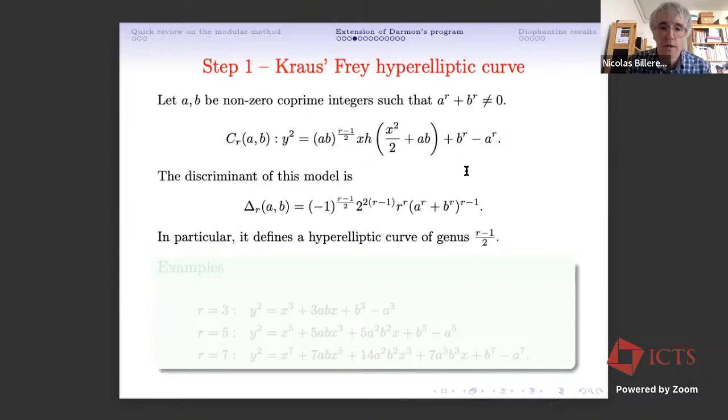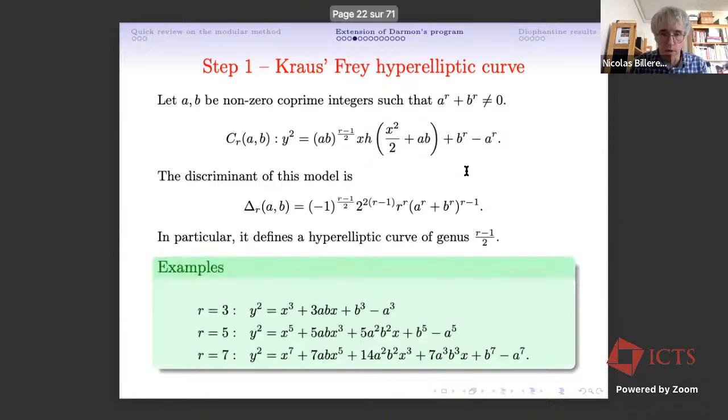So you compute the discriminant of this model, and you can see that up to some sign and some power of 2 and r, you get (a^r + b^r) raised to the r-1. And since a^r + b^r is non-zero, you get something which is non-zero, and that equation defines a hyperelliptic curve of genus (r-1)/2.